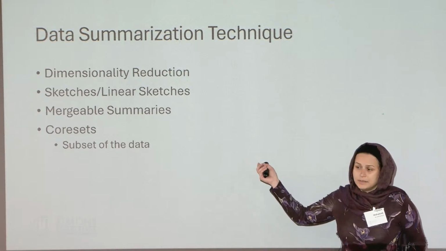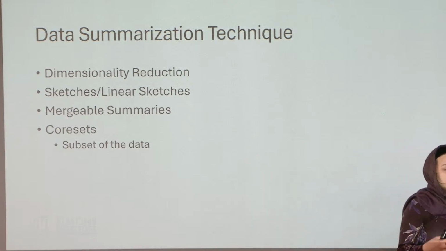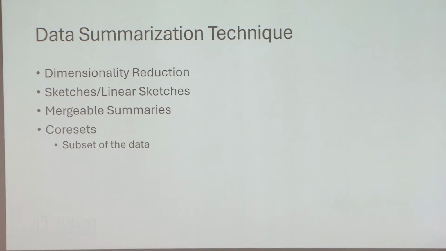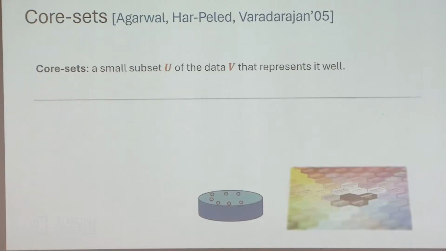And why do we care about it? Because sometimes we want to preserve our actual data, the type of the data that we have. So in the summary, maybe we want to find a set of representatives that are from the actual data that we originally had. More formally, coresets were initially defined by Agarwal, Har-Peled, and Varadarajan in 2005.